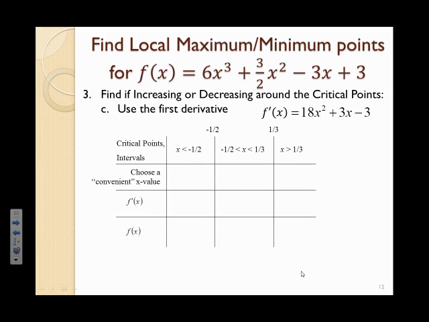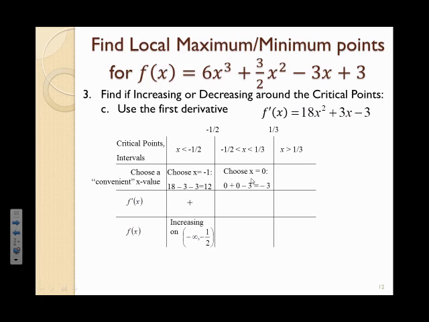what we do is we look at the first derivative when x is less than negative 1/2. And again, we choose a convenient value that makes it easy. So why not use a minus 1? If we put minus 1 into the first derivative, we're going to get 18 plus 3 times minus 1 makes that a minus 3, minus 3. So 18 minus 3 is 12. It's positive. So the f of x must be increasing on that interval.